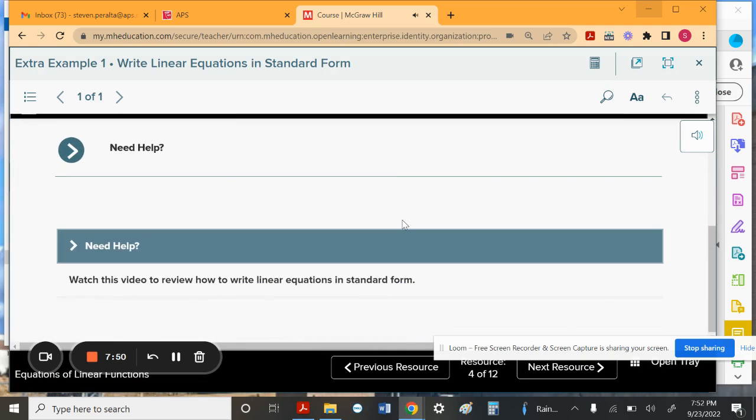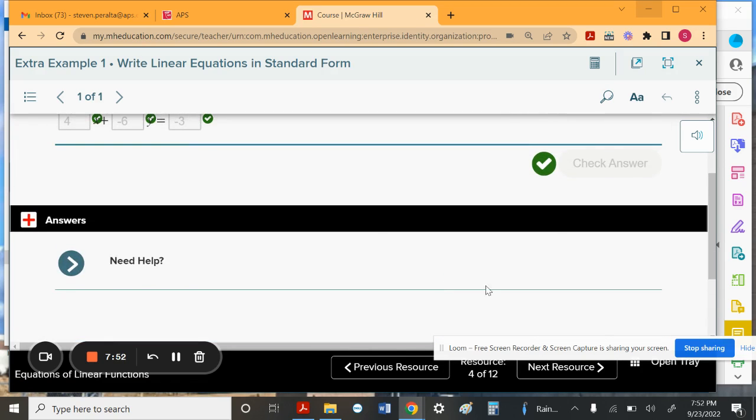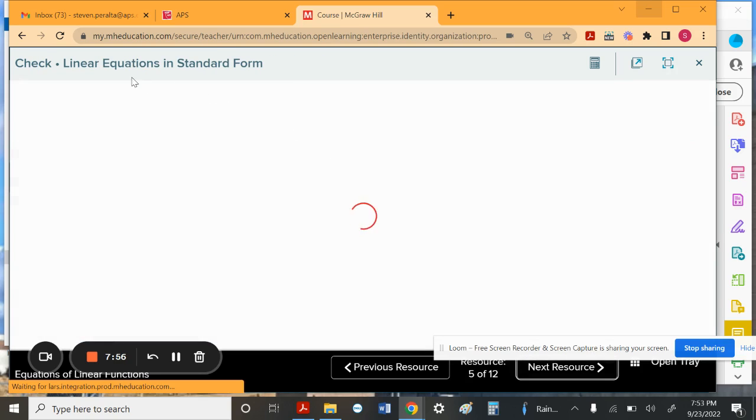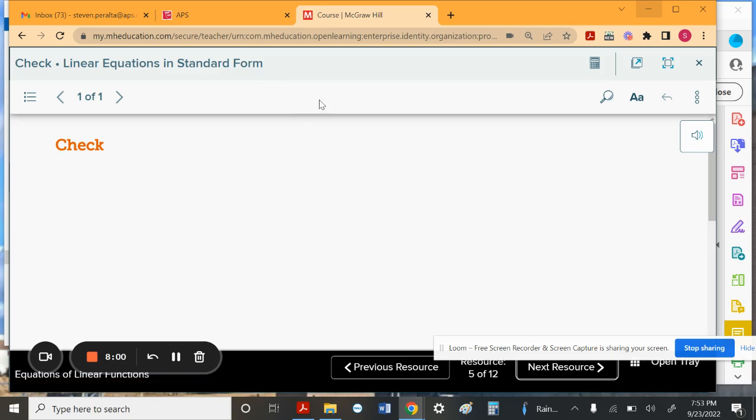So that's all we're doing, just going through and making sure that we understand how to do those. So now you have a check in standard form for linear equations. You're going to put them all in standard form and figure those out, and then you'll come back and watch the second video.